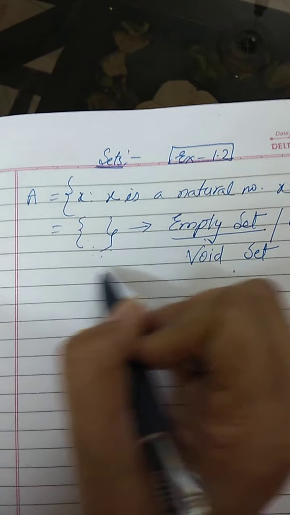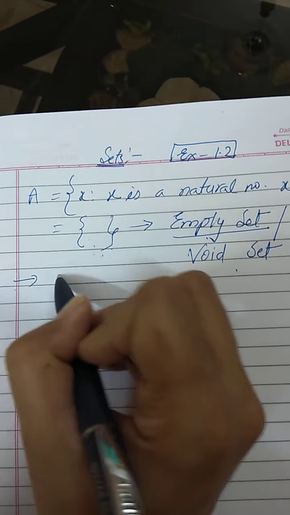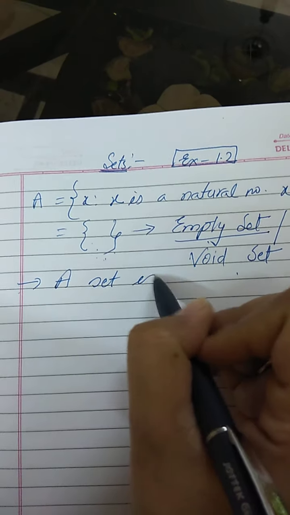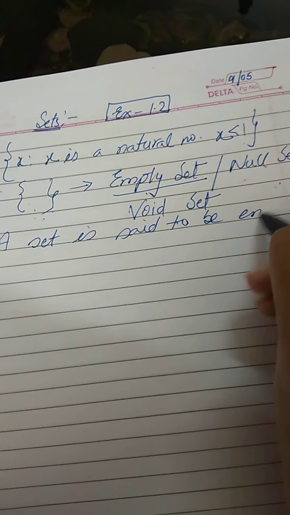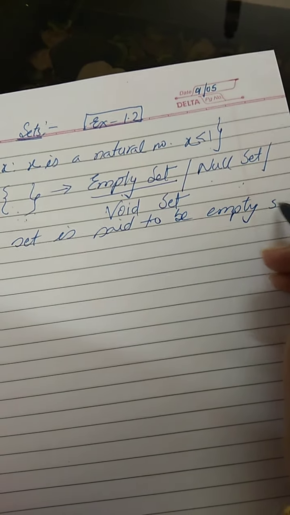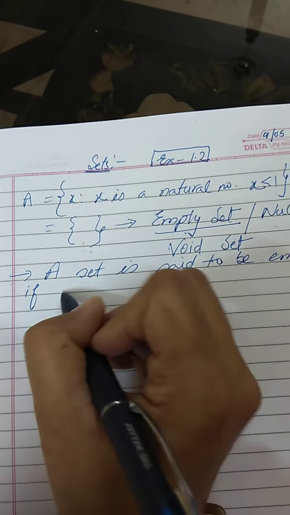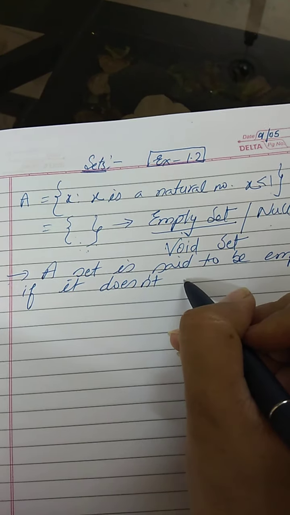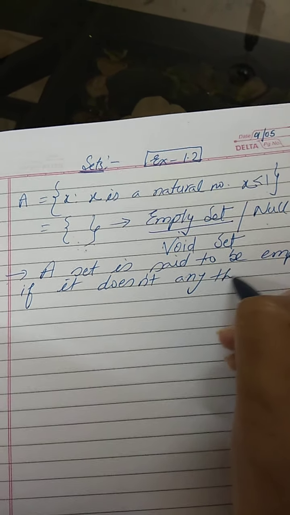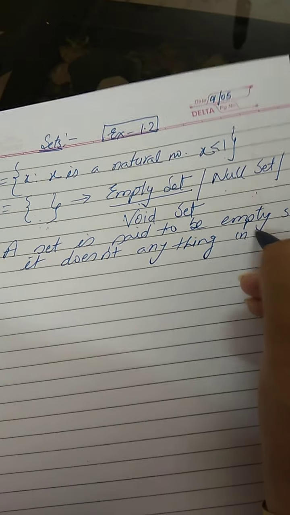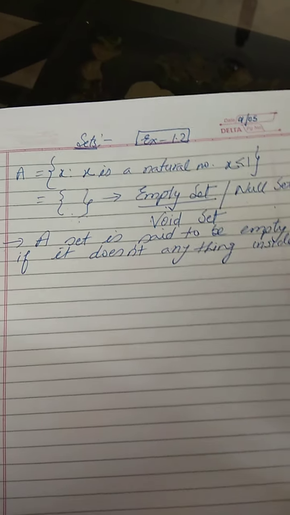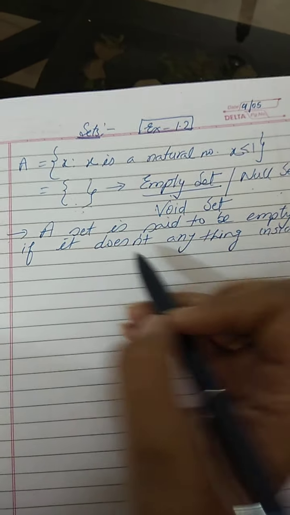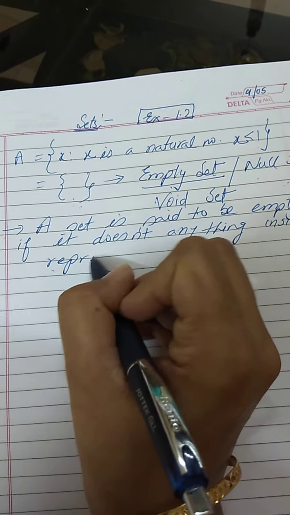And if I write down the definition, a set is said to be an empty set if it does not contain anything inside it. In simple words, nothing is there inside the set, so the set is empty. And how do we represent the empty set?